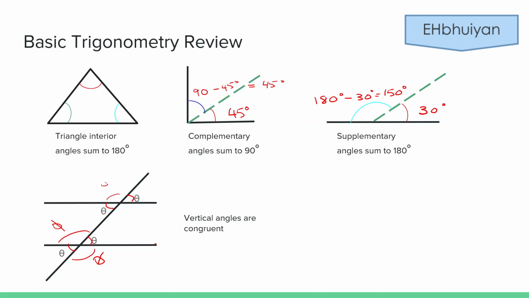Same deal up here. If this is phi, the vertical angle will also be phi. So let's say, for example, this is, once again, 30 degrees. Then the opposite angle, the vertical angle, is also 30 degrees. And then this angle must be 180 minus 30, in other words, 150 degrees. And this angle is also 150 degrees. The theta here is 30 and 150, and you can see that this also satisfies the supplementary angles rule.